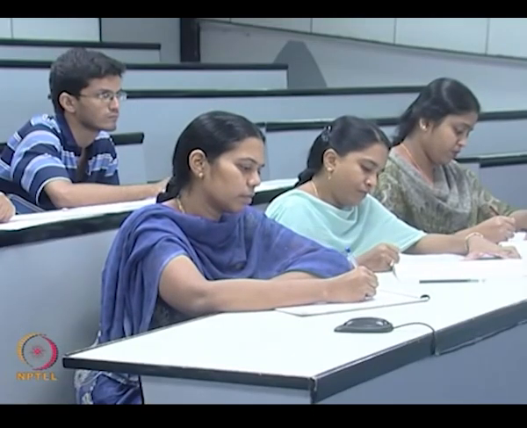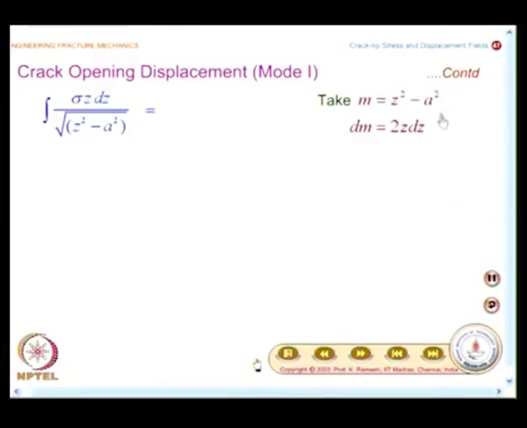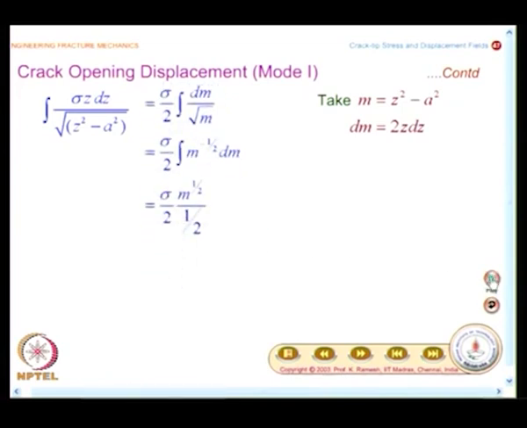Having given this clue, have you been able to solve the integral? It is fairly simple. The only thing is you might have lost touch, that is all. So, I could substitute here. This turns out to be sigma into dm by 2 divided by root of m, which could be recast like this, and once you have the final expression like this, the integral value is very simple to find out.